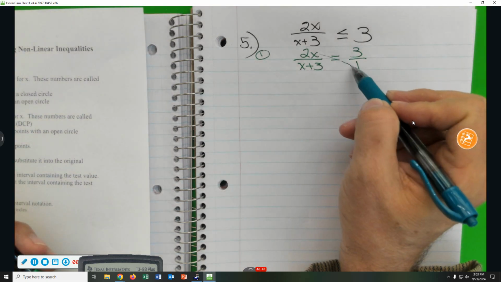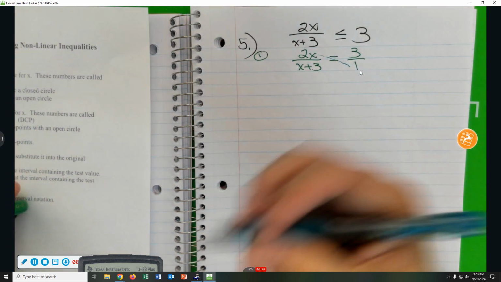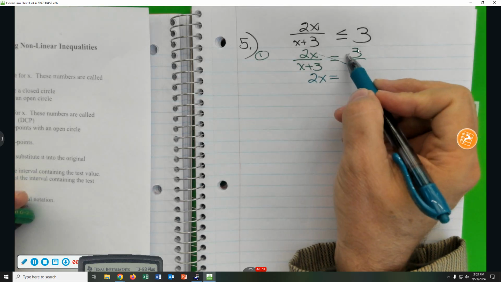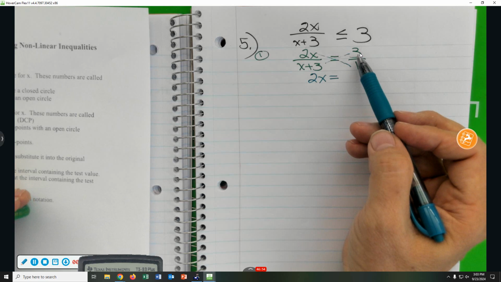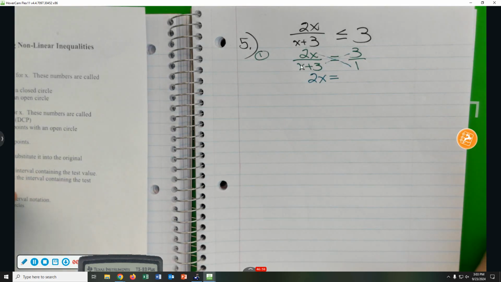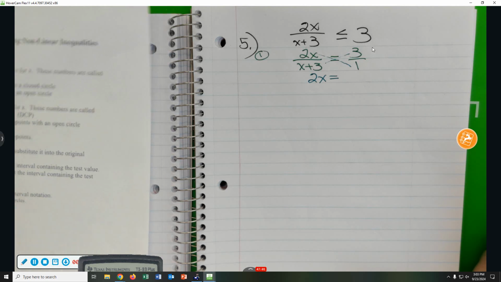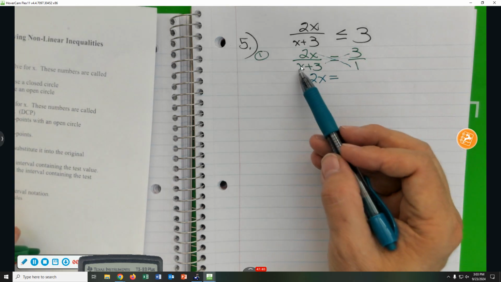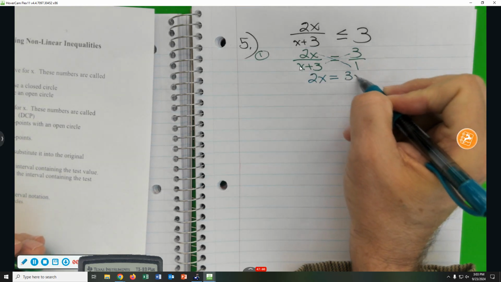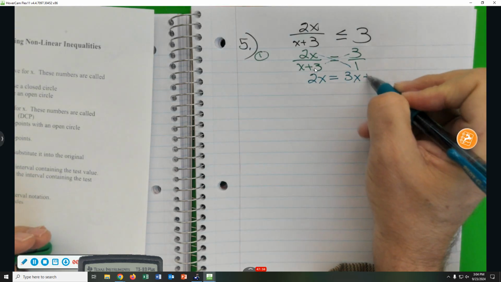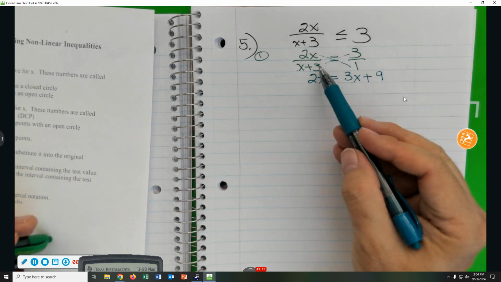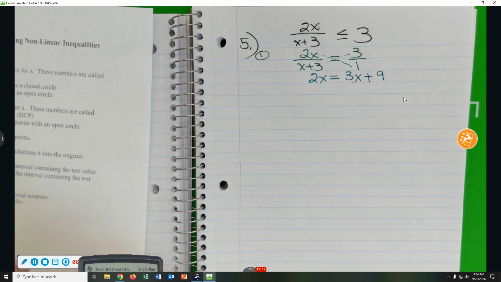2x times 1 is 2x equals 3 times x plus 3. What are we going to have to do with that 3 and the x plus 3? Distribute. 3 times x plus 3 gives me 3x plus 9. 3 times x is 3x. 3 times 3 is a plus 9.